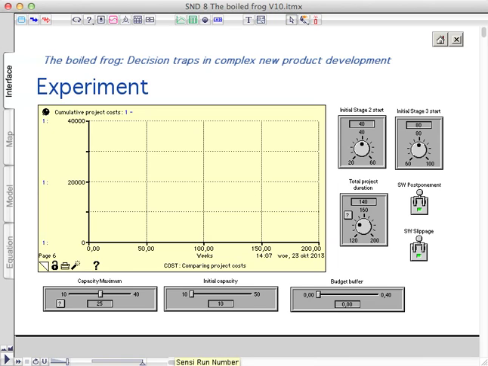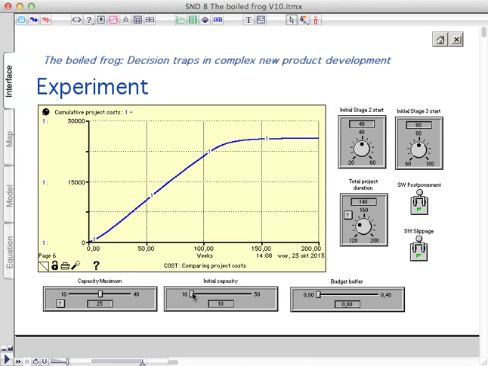The effect of staffing volumes. So we're back to the base case again, and let's look at the effect of certain staffing decisions. The initial capacity is set at 10, and this is historically the case.